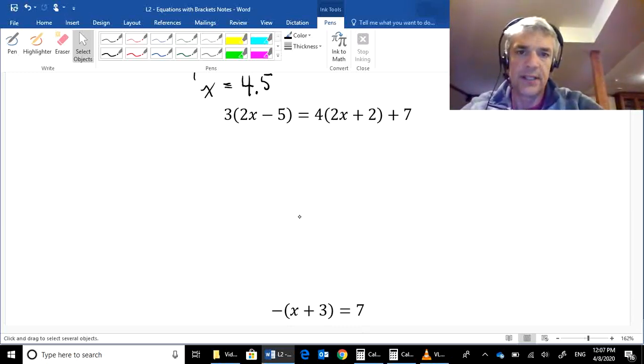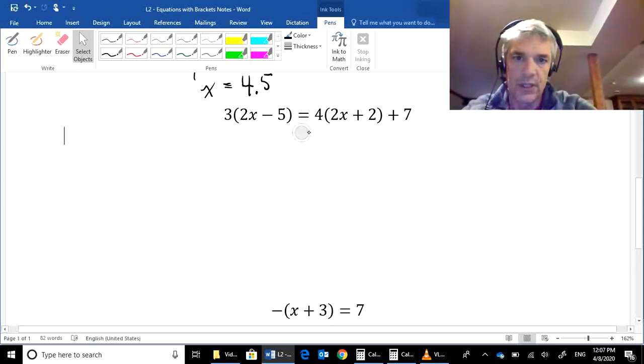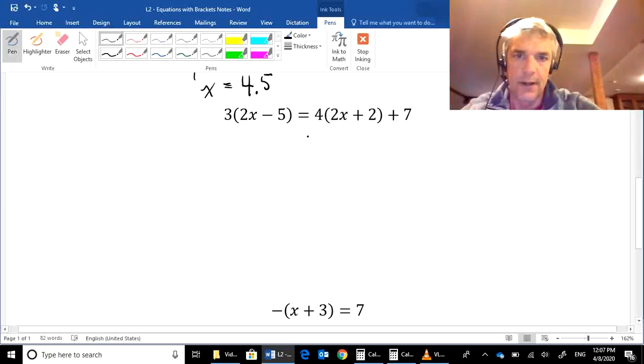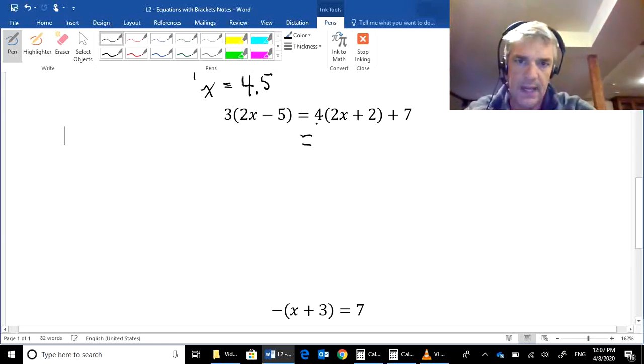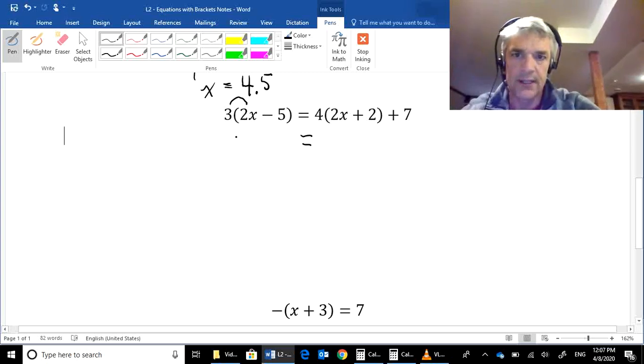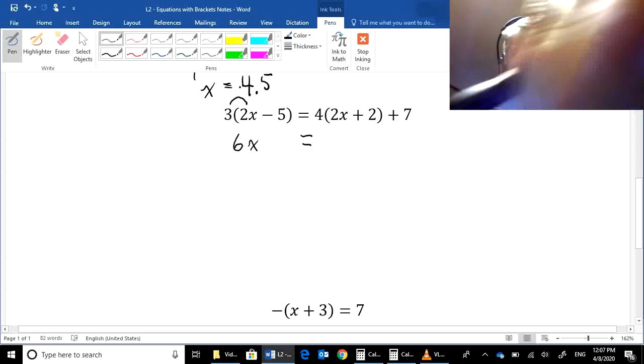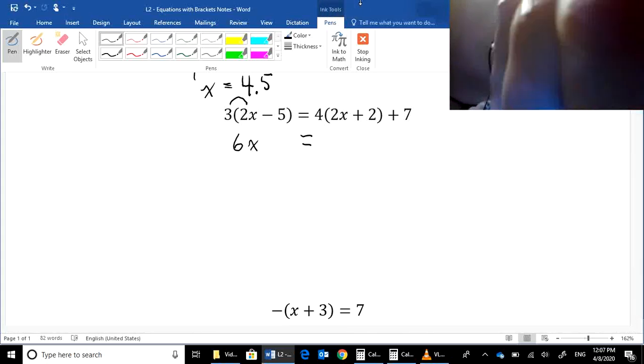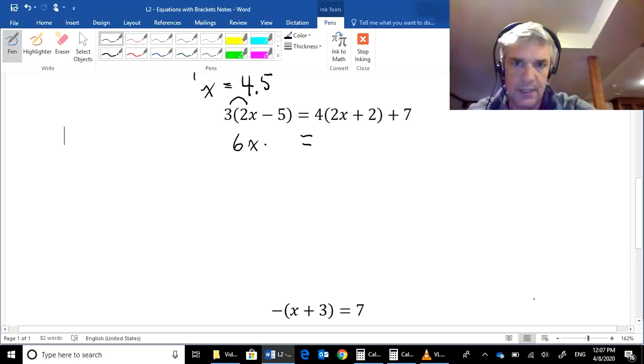One of the first things I like to do is set my equal sign. Oh, I've got to put it back to pen. I apologize, it wasn't on pen. I set my equal sign, and then I'm going to deal with each side like this. 3 times 2x is 6x, because 3 times 2 is 6. 3 times minus 5, let's try that again. It doesn't want to draw for me. Sometimes it does that. 3 times minus 5 is minus 15. Okay, see if it draws now. See, there it goes.